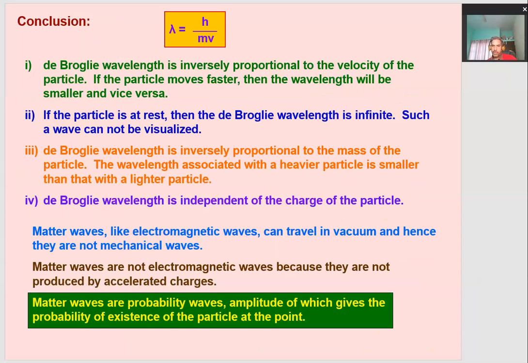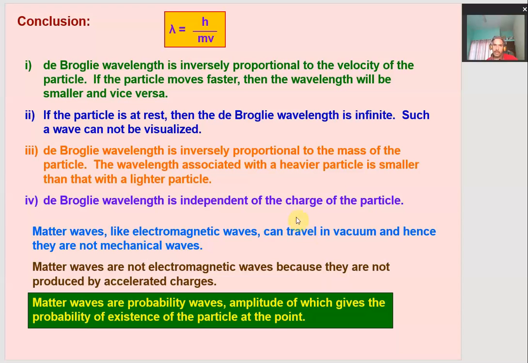From this discussion and expression, we can conclude that the de Broglie wavelength is inversely proportional to the velocity of the particle. That means a faster moving particle will have a shorter wavelength and vice versa. We also conclude that a heavier particle will have a shorter wavelength. And if a particle is at rest, that means its velocity is 0, its wavelength will be infinite. That means such a wave will not be observable.